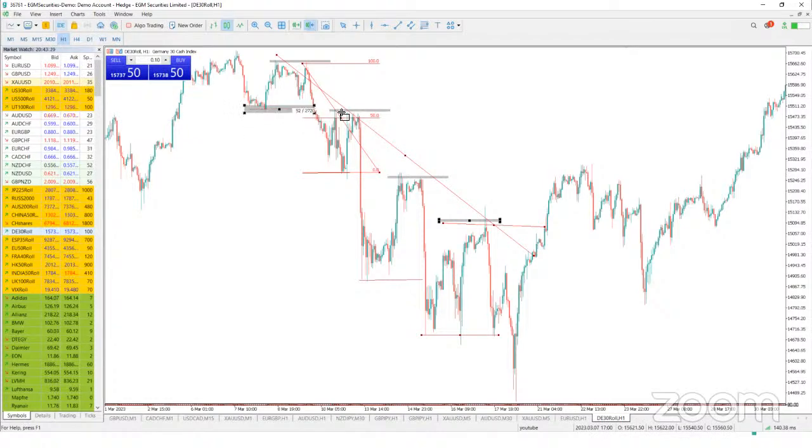Here we had a support, which turned to a resistance. This is an entry to the downside, and you can see how the price went down and down and down. This is a lot of pips here. Now, we're done with that one. Let's move to the next.